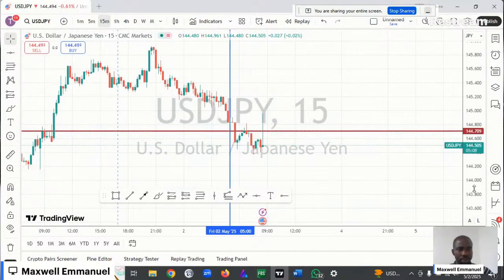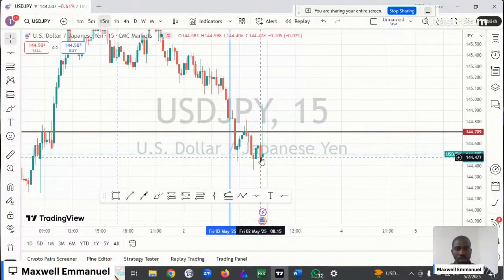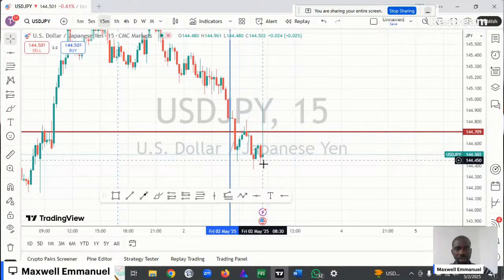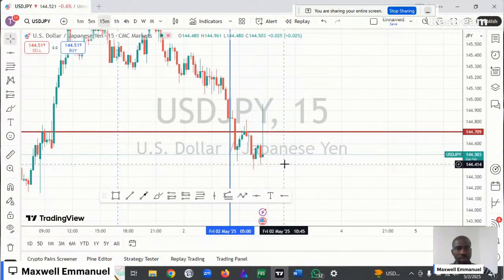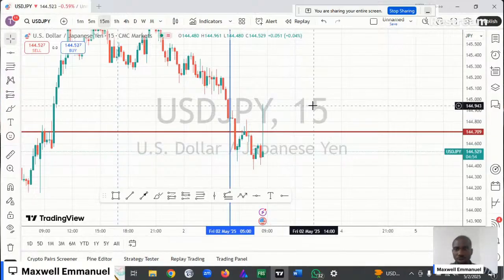Wait for the 1 hour candle to close above. You can see here we have mitigation on the 15 minute time frame. This is mitigation. You wait for a 1 hour candle to close above this high before you go bullish on USDJPY. I hope that is clear.